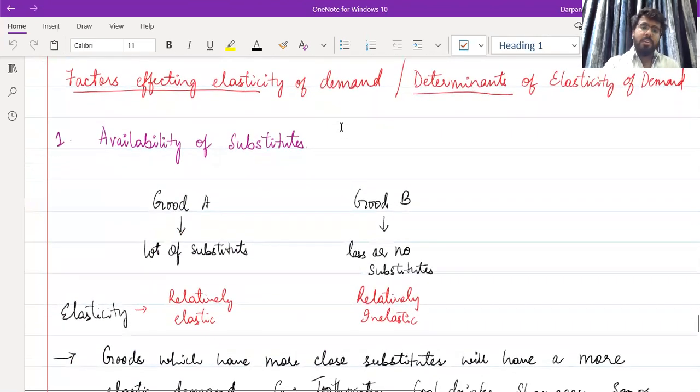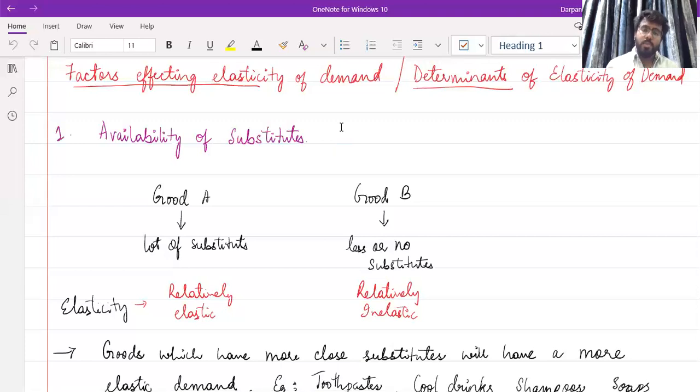Then there were factors which affect price elasticity. The first one is availability of substitutes. The more substitutes available, the more the elasticity. The fewer substitutes available, the less the elasticity, correct?